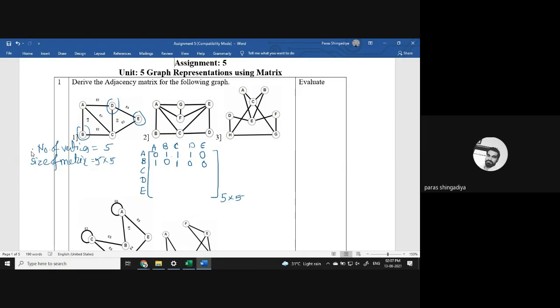So two vertices are connected with B. One vertex is A and the second vertex is C. So the entry will be 1, the rest of the entries will be 0. And now for vertex C, C is adjacent with B, A, D, and E. All the 4 vertices are adjacent with C. So C to A is 1, C to B is also 1, C to C is 0. No loop at C, so it will be 0. C to D is also 1, and C and E is also 1. That is for the third row.